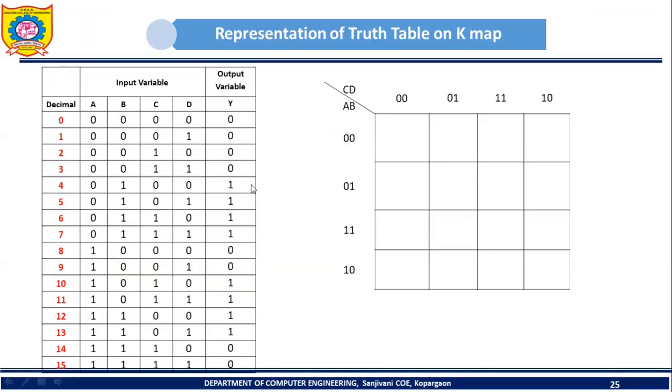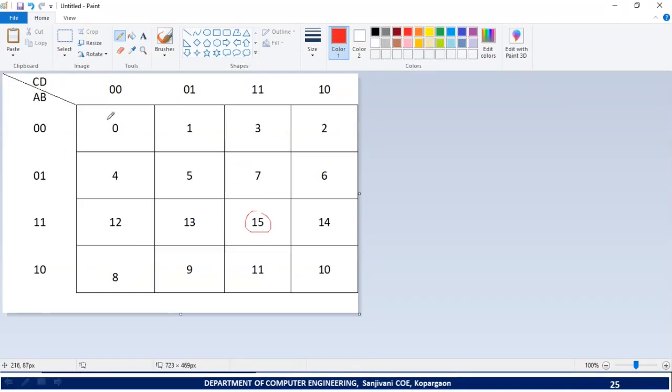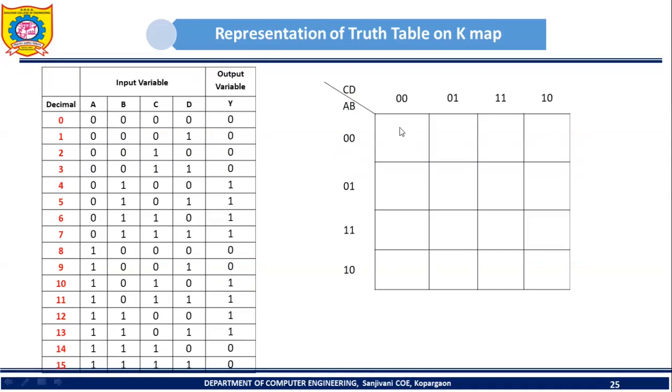Now let's try to represent this truth table on KMap. So see this first row. The first row of the truth table corresponds to input combination 0. So in KMap, where is 0? We have 0 here, so the very first cell. So in this first cell, what I have to do? I have to write this output 0. Please try to understand. So in this cell, I will write 0.